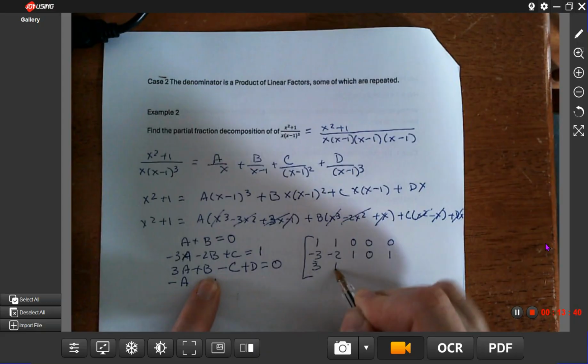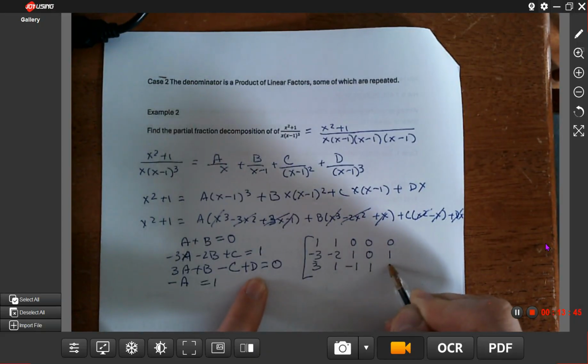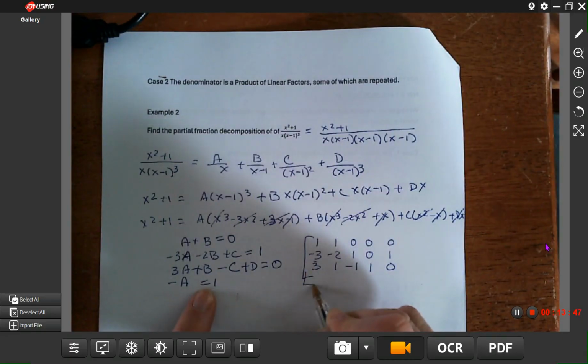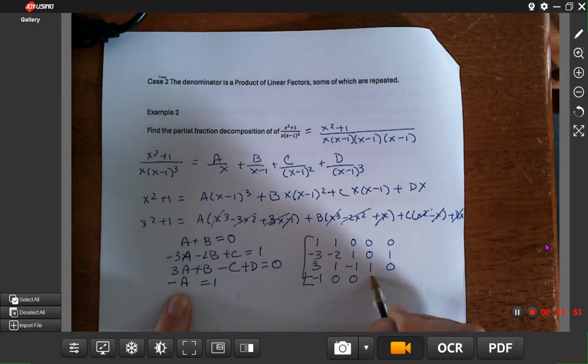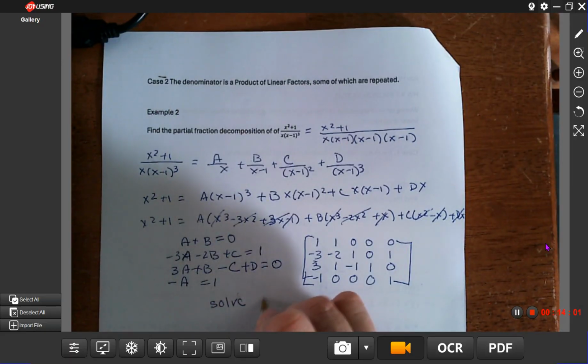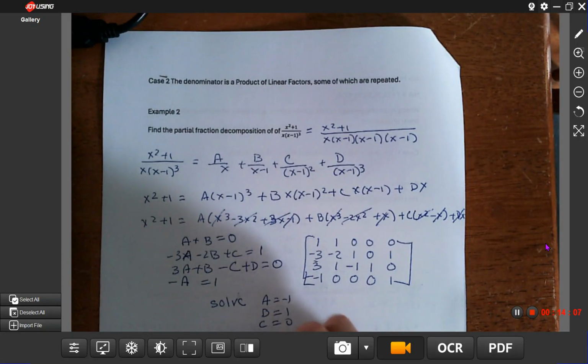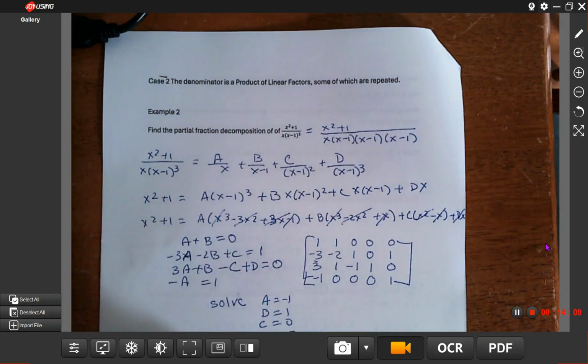3a, 1b, negative 1c, 1d equals 0. Didn't make my bracket big enough. Negative 1a, 0b, 0c, 0d equals 1. So we put that into the calculator, do RREF to solve, and we find that a equals negative 1, b equals 1, c equals 0, and d equals 2.